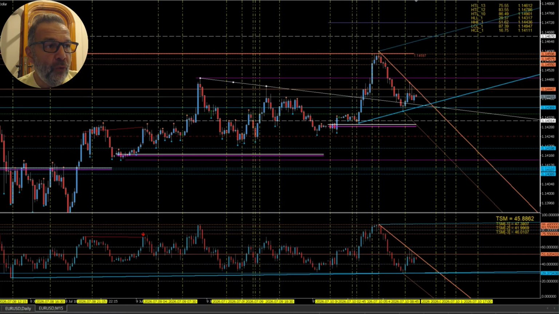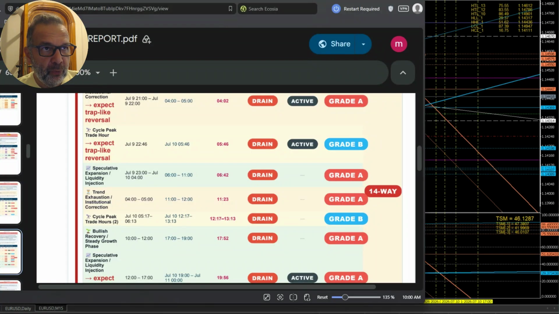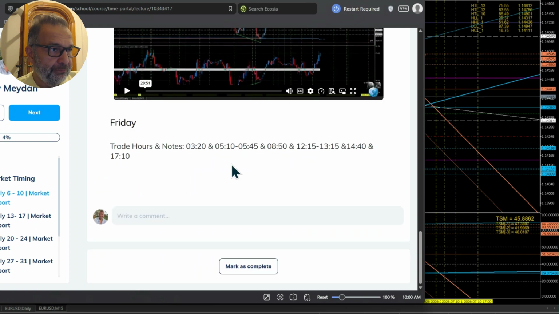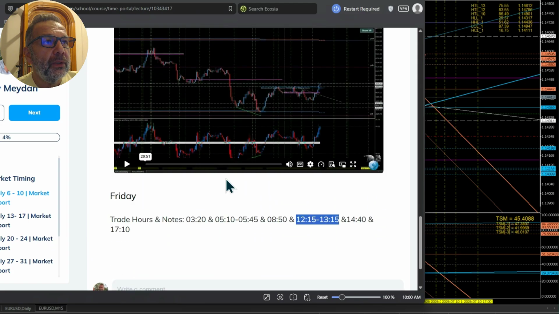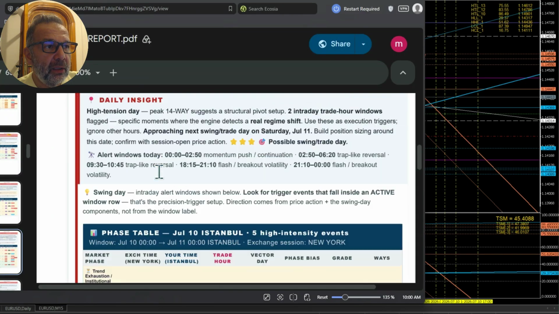So I'm checking also the overall hours for the day. Friday, it's 12:15 to 1:15. And I also want to check these hours, these alert windows today. They are absolutely amazing. And it will really help you manage your trade and stay out of stress, because highly likely these will happen. These are high probability situations, and if you're prepared in advance, you don't have to freak out, because the whole idea of timing the trade is so we can trade relaxed.